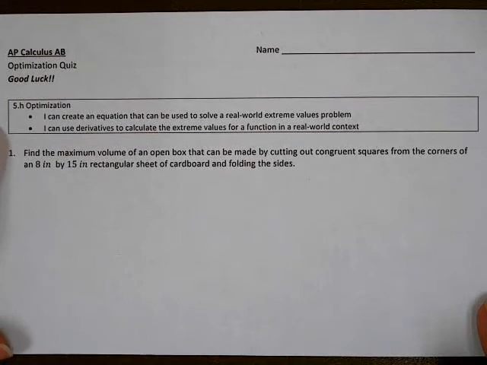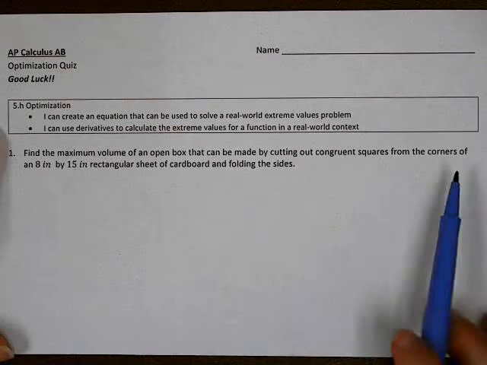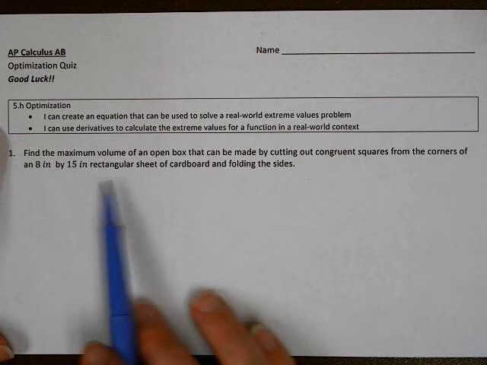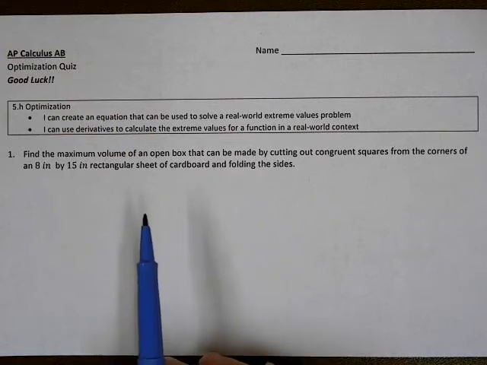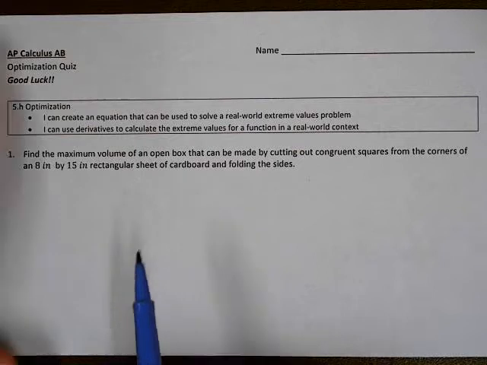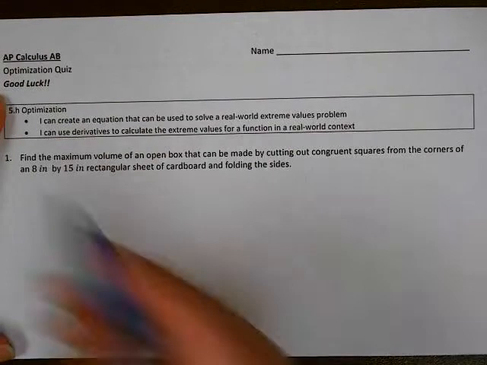Find the maximum volume of an open box that can be made by cutting out congruent squares from the corners of an 8 by 15 rectangular sheet of cardboard and folding the sides. So this is what we did in class. This is also, I think, the first example in the optimization video, but I'm going to go ahead and do it again to just kind of go through it.